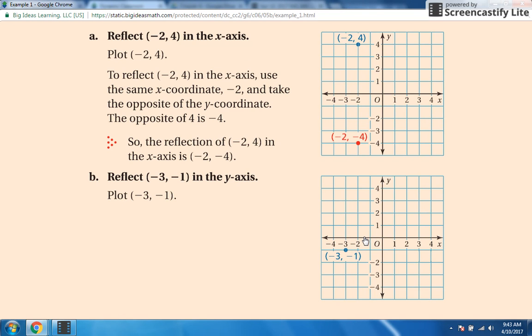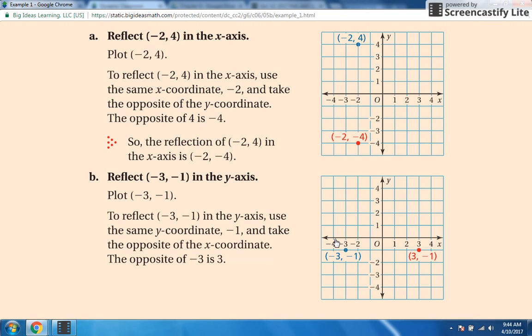That means the y-coordinate stays the same and the x becomes the opposite. So the x is -3. It's going to become the opposite, which is +3. And the y-coordinate, -1, stays the same. So instead of going to the left 3, we're just going to the right 3, but we're still down 1. So we flipped it over the y-axis, and the new point is in quadrant 4.